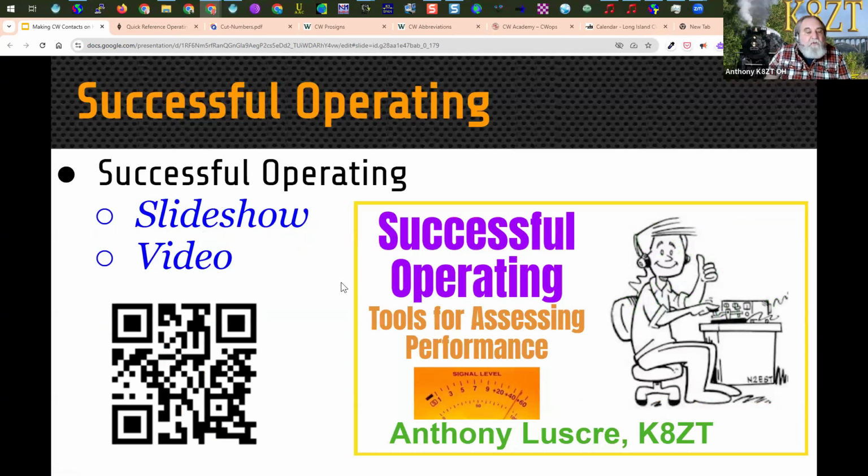Successful operating tells you a lot of ways that you can check your signal by using things like the Reverse Beacon Network to listen for you, and online software-defined radios. This is to make sure people are actually hearing you. Because if you're sending CQ all the time and no one is answering, one of two things is happening: either no one likes you or your radio is not working. So we're going to rule out that no one likes you by listening to inanimate objects such as the Reverse Beacon Network, which is forced to listen to you even if they don't like you.